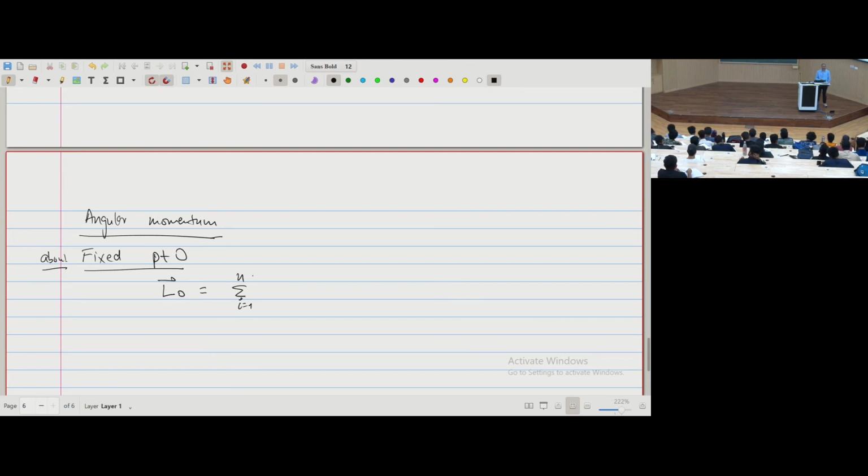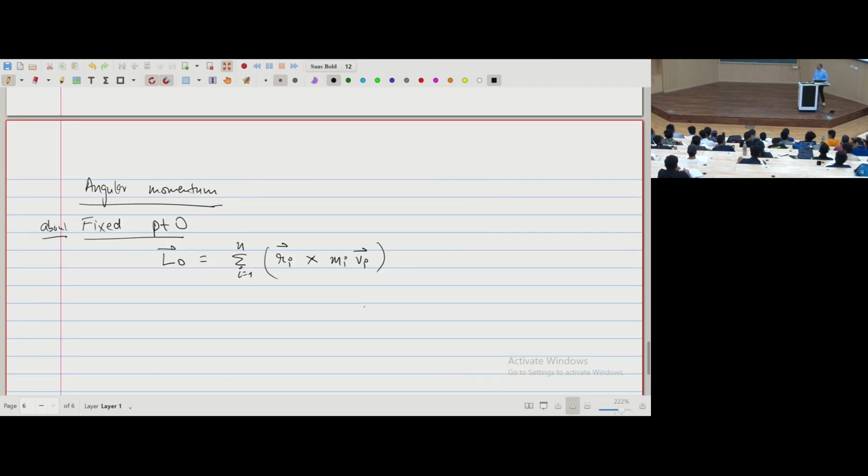So the total angular momentum of a system about a fixed point O is simply the sum of the angular momenta contributed by the individual particles. The angular momentum about point O for a single particle is the moment of the linear momentum. That's how we write the angular momentum of a system of particles about a fixed point O.